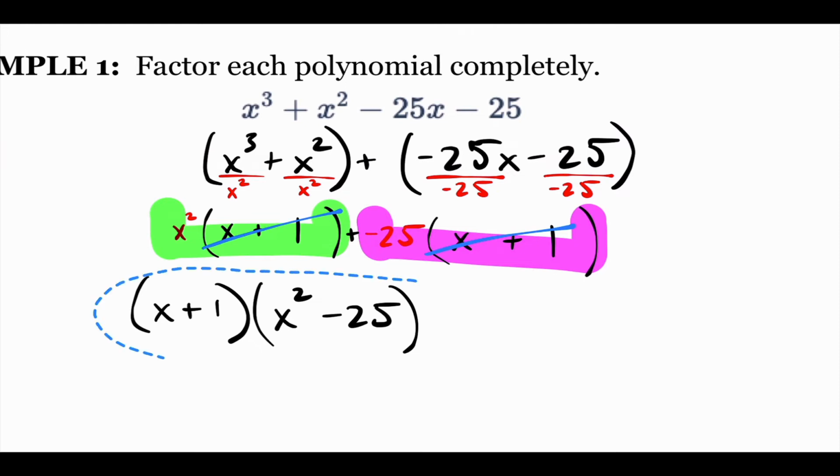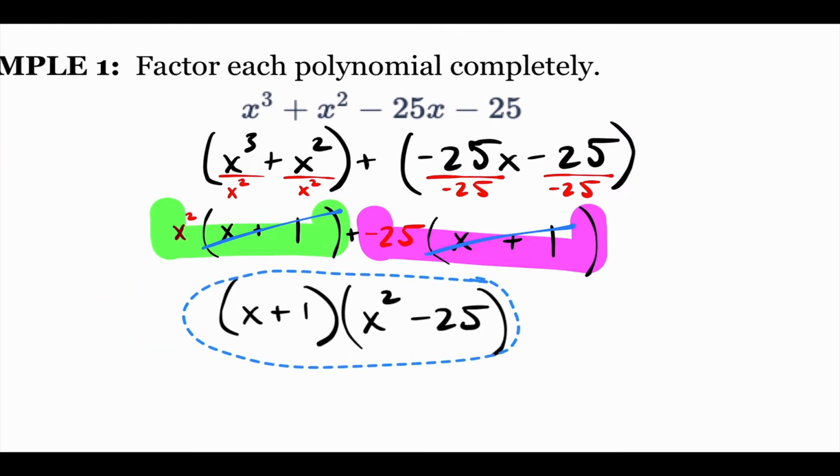Okay, so now the leftovers are in there. The GCF was x plus 1. The leftovers were x squared minus 25, right? My last step for factoring is difference of squares. Are either of those guys difference of squares? Do either of those have a square, a minus in the middle, and perfect squares?